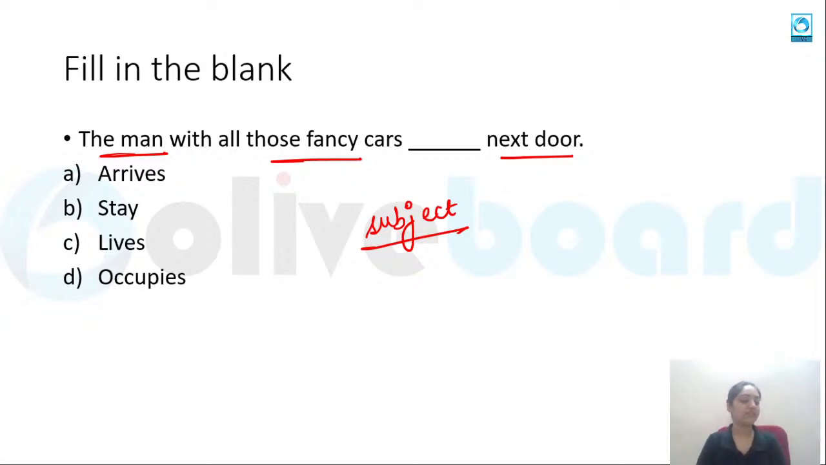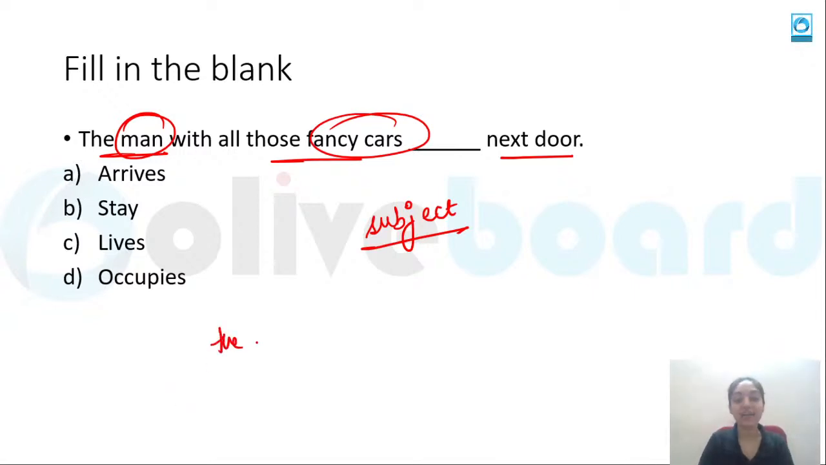Try to identify the subject in the sentence, and as you identify the subject, you will be able to answer the question. So is man the subject or fancy cars the subject? Which one do you think is the subject? The man with all those fancy cars dash next door. Man or fancy cars? Yes, absolutely correct.